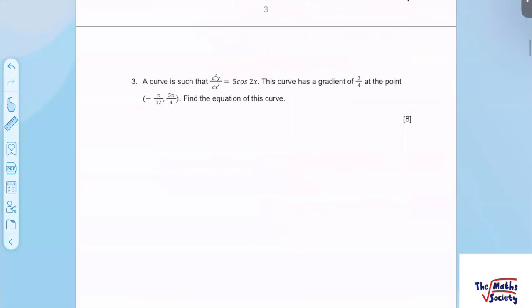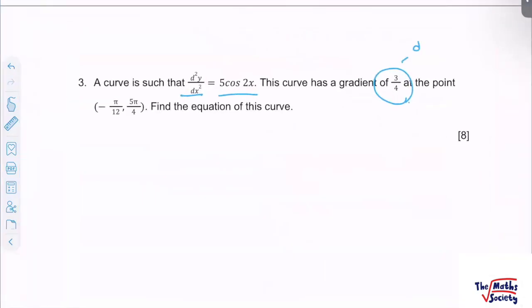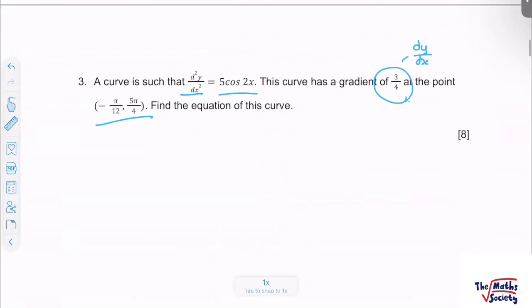And moving on to question 3, it says that a curve is such that d squared y by dx squared is equal to 5 cos 2x. And the curve's gradient, we know that gradient is dy by dx. And the point of this, you need to find the equation of the curve. So let's find dy by dx first. To get dy by dx, you're just going to integrate it, which is just going to be 5 by 2 sine 2x plus c.